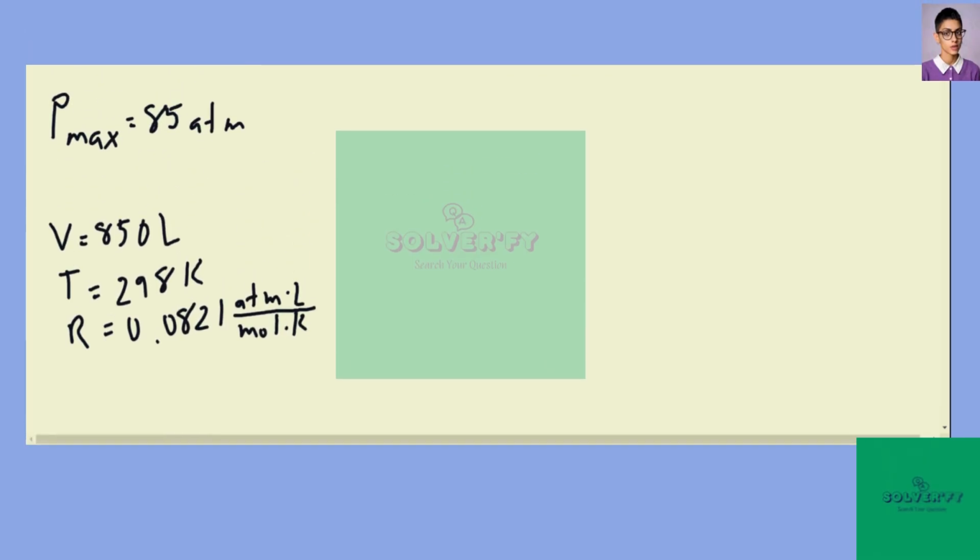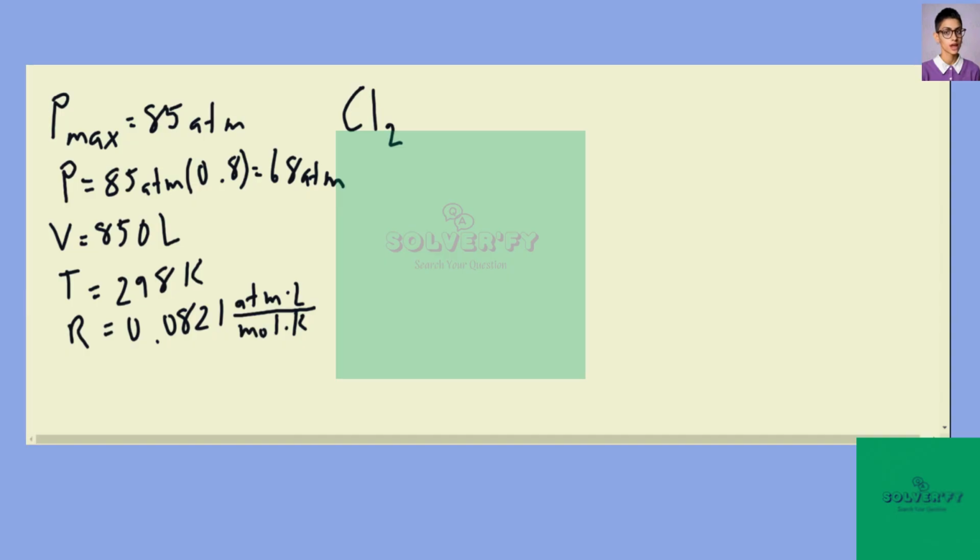So this problem is about chlorine gas. We're trying to figure out how much we can fill a tank. What we know is that we can put in a max of 85 atmospheres, but the actual P that we're going to use is just 80% of that. So if we times that by 0.8, we get 68 atmospheres. We also know the volume, the temperature, and R is of course constant.